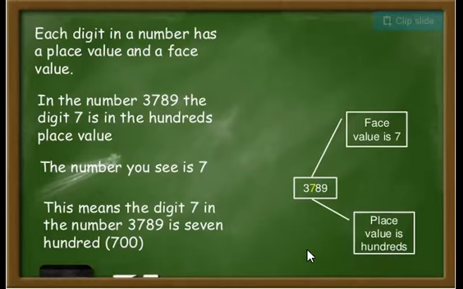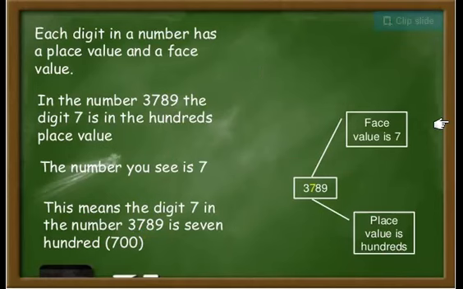This means the digit 7 in the number 3789 is 700. That we read as 700. Again, I am repeating that in that number, that particular 7 we consider as our face value, and its position we consider as our place value, hundreds.